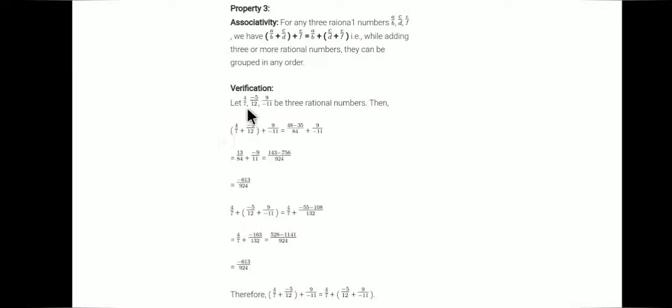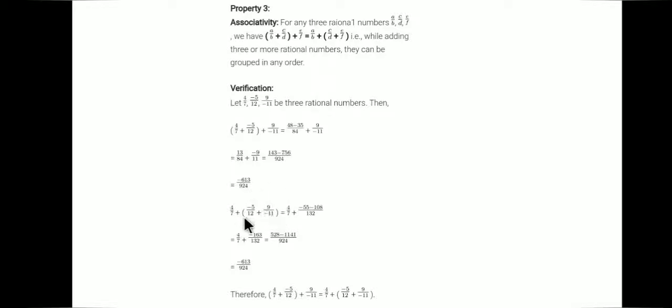Suppose we want to add 4 upon 7, minus 5 upon 12, and 9 upon minus 11. If we group the first two rational numbers together and then add the third rational number, after grouping the first two we get 48 minus 35 upon 84, which is equal to 13 upon 84. Then plus 9 upon minus 11, the third rational number, we get the result as minus 613 upon 924.